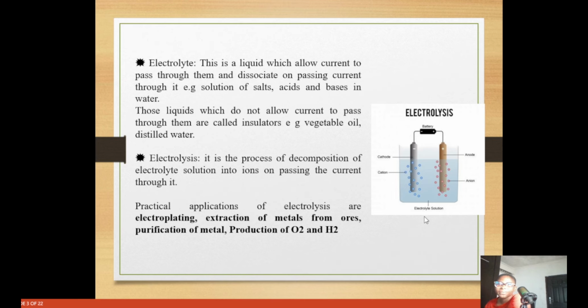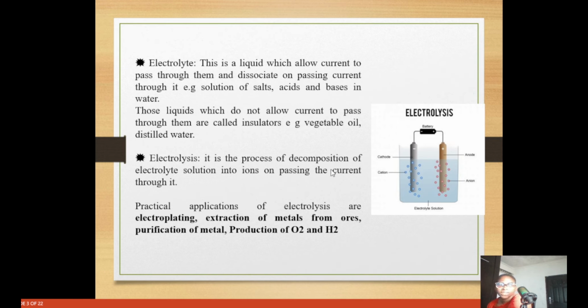Look at the diagram here. This is an electrolyte solution because it allows current to pass through it. Then electrolysis. Electrolysis is the process of decomposition of an electrolyte solution into ions on passing current through it. You can see the current pass through it from this battery. Then what will happen? Dissociation will occur, and that is what is called the electrolysis.